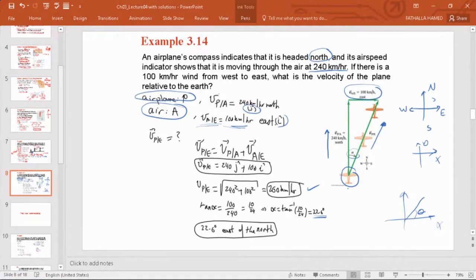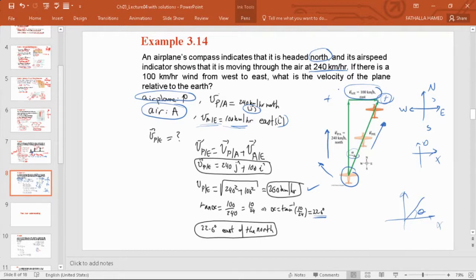So if the pilot is starting from this point and is going north, he's not going to end up being here. He is going to be in this location here, due to the wind. So if he wants to end up this way, the starting point, he must start something like this. So he may point the plane at 22.6 west of north, and probably he will end up there. So that's why here we also have to include the relative motion.